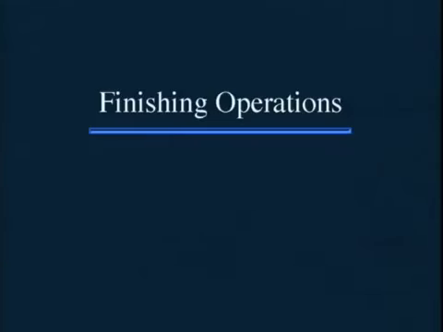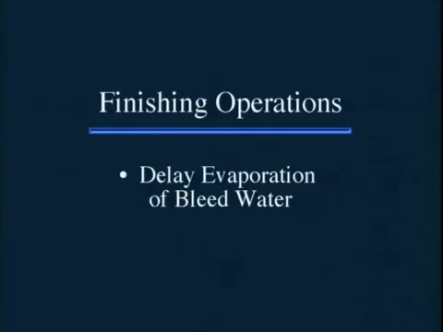Under finishing operations, the desired task is to delay the evaporation of bleed water. As long as bleed water exists on the surface of concrete, you know this water is evaporating. Once bleed water is gone, then water is being withdrawn from within the pores of concrete, and this is not good. This causes shrinkage, and after maybe an hour or two, plastic shrinkage cracks can develop.